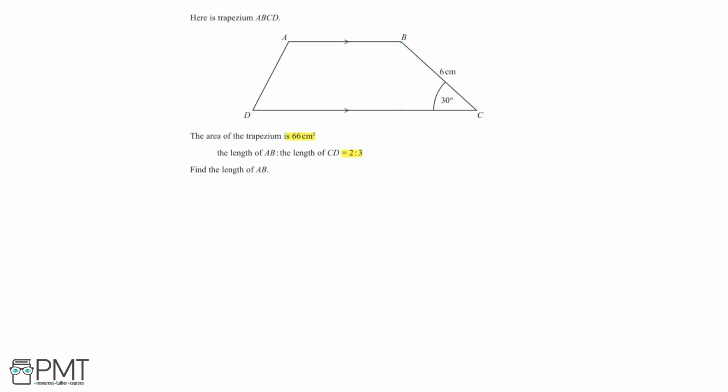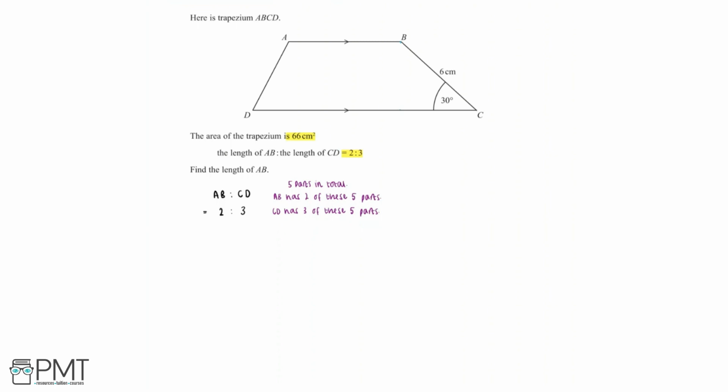Now let's start by using the fact that the ratio of the length of AB to the length of CD is equal to 2 to 3. This means that AB has 2 parts and CD has 3 parts. And so that would mean that there are 5 parts in total. Like we said, AB has 2 of these 5 parts and CD has 3 of these 5 parts. And so already you can see that we're starting to form a fraction. We can say that the length of AB is 2 out of 5x, and that the length of CD is 3 out of 5x, where x is equal to the value of 1 part.